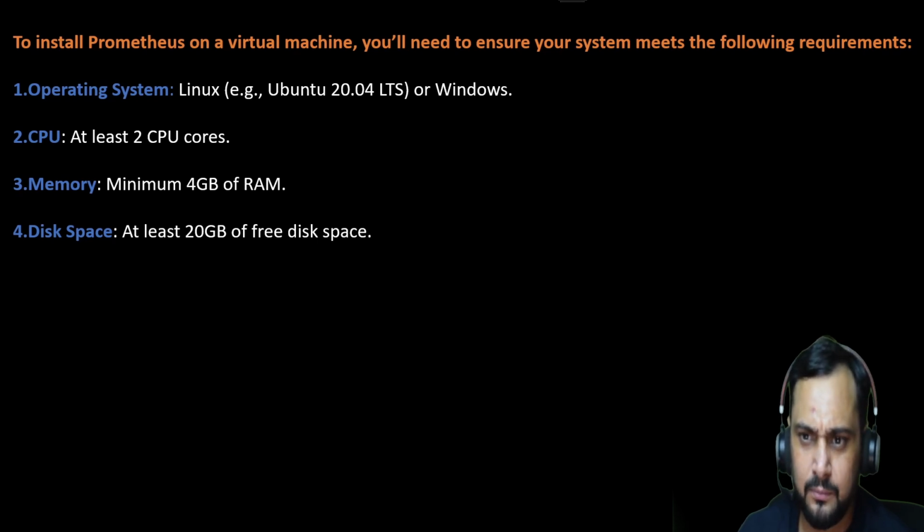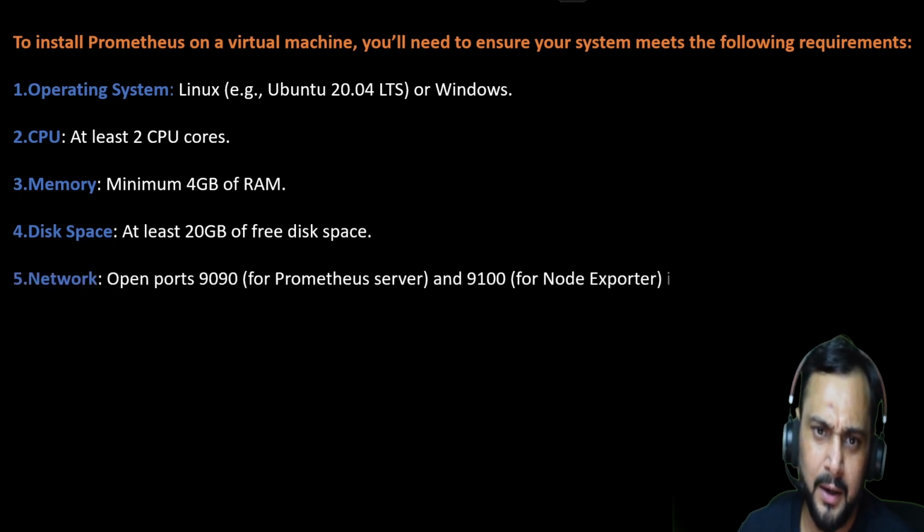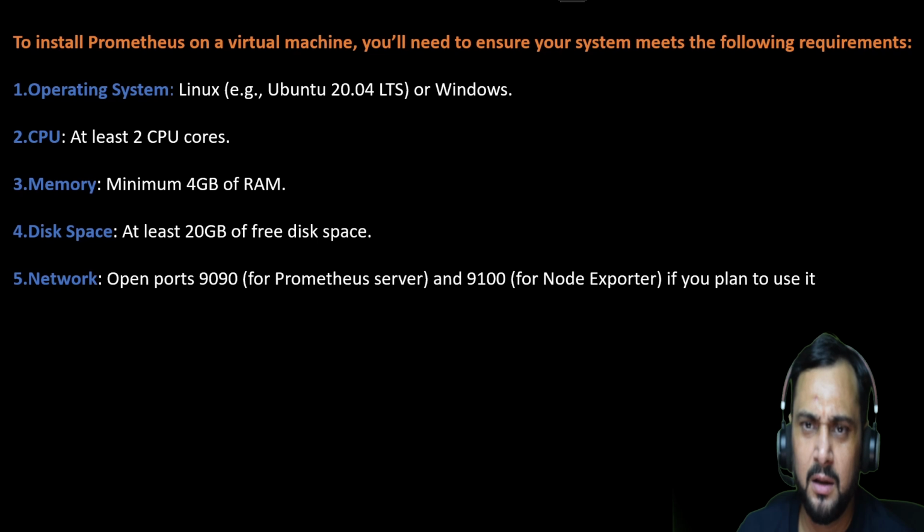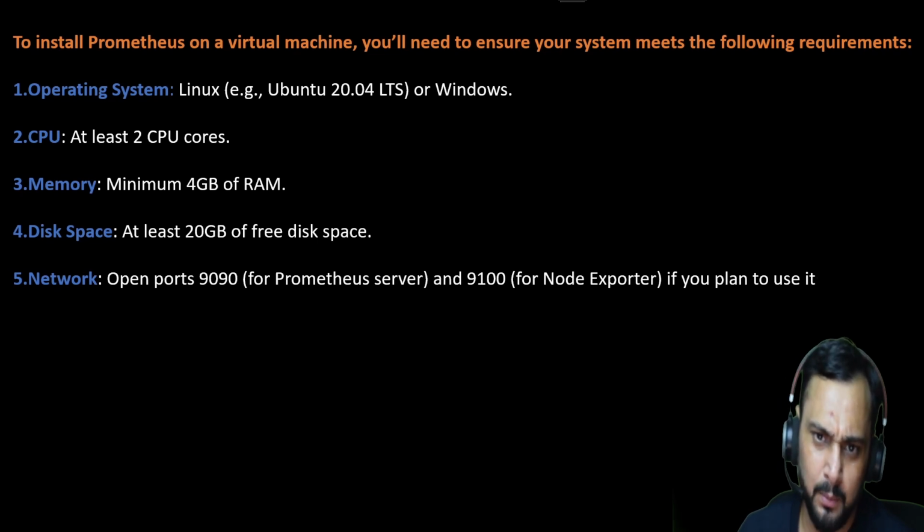Okay, so these are the basic requirements you should know. And the network port open is 9090. The reason is that the Prometheus web portal will be open on port number 9090, and 9100 is for node exporter. I will explain that, don't worry. Just remember for the time being that 9090 is for Prometheus server.